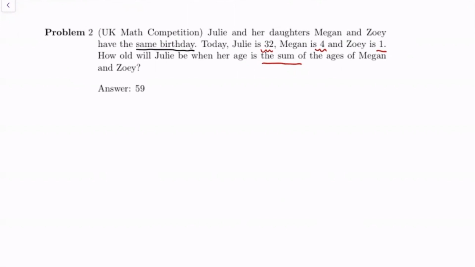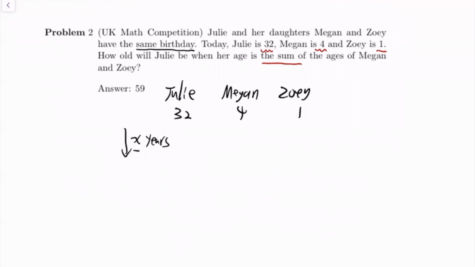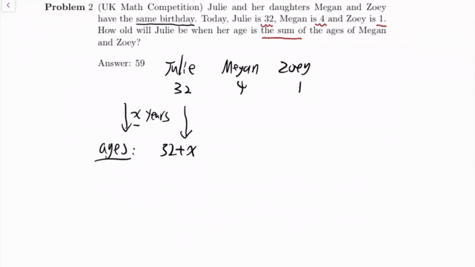Now let's see the ages. This year Julia is 32, Megan is 4, and Zoe is 1. Let's say after x years, so x is the variable we're going to solve for. After x years, the ages: Julia will be 32 plus x, Megan will be 4 plus x, and Zoe will be 1 plus x.